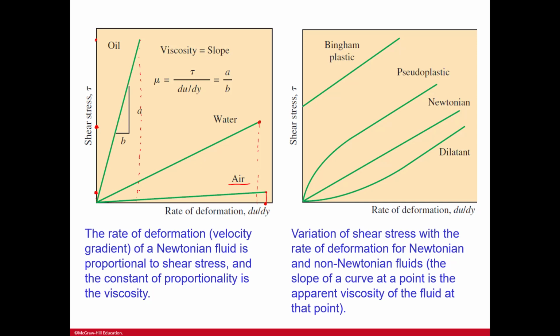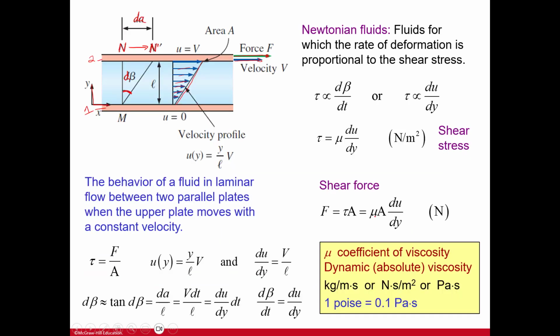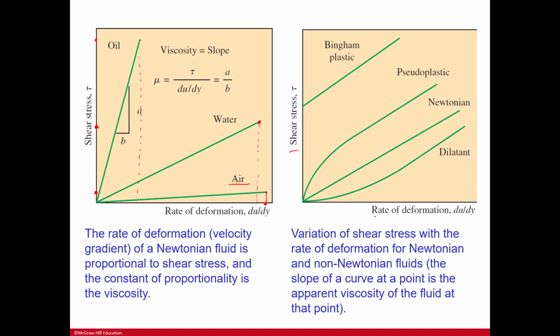And so here's the same thing, the variation of shear stress with the rate of deformation for Newtonian and non-Newtonian fluids. The slope of the curve at the point is the apparent viscosity of the fluid at that point. So this is just showing you different behaviors, really, when you're dealing with shear stress and deformation. And then here, before, we talked about Newtonian fluids being fluids for which the rate of deformation is proportional to the shear stress. And so you can see that.